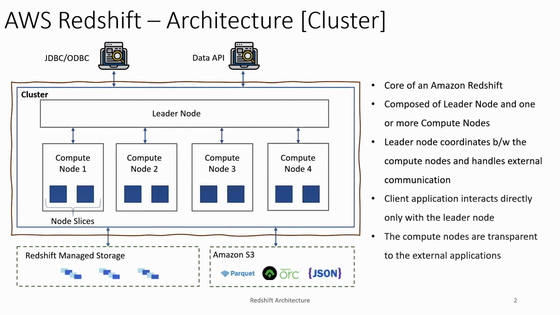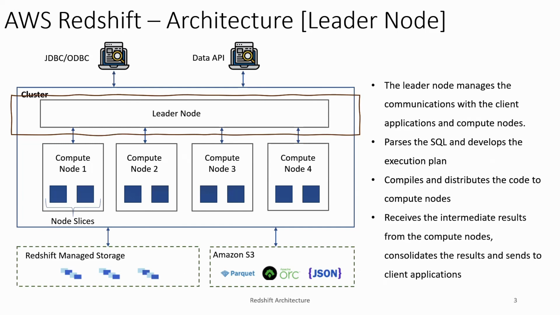The cluster is the core of Amazon Redshift. It contains a leader node and one or more compute nodes. The leader node coordinates between the client applications and the compute nodes. Client applications interact directly only with the leader node. The compute nodes are transparent to the external applications, which means external applications will never have access to the compute nodes directly.